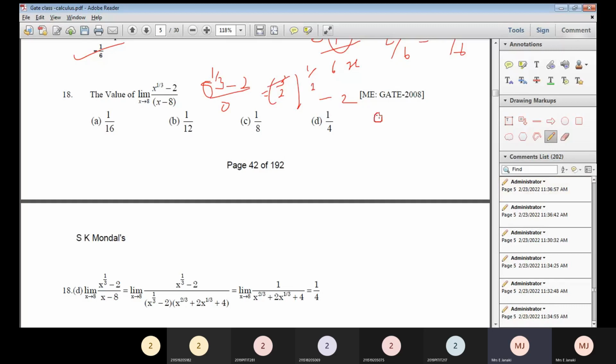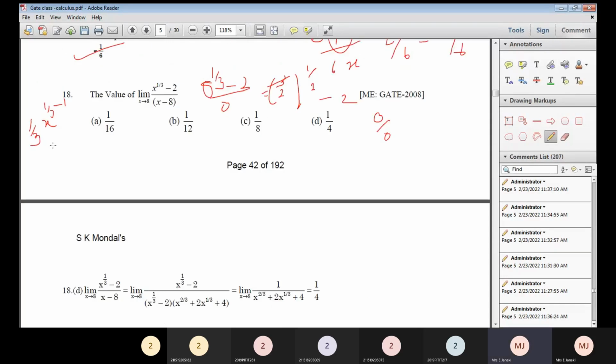The numerator is 0 and the denominator, substituting x tends to 8, is already 0. So we are getting 0 by 0 form. Whenever we get 0 by 0 form, what do we have to do? Apply the L'Hospital rule, differentiating numerator and denominator separately. By L'Hospital rule, differentiation of the numerator is 1 by 3, x power 1 by 3 minus 1.